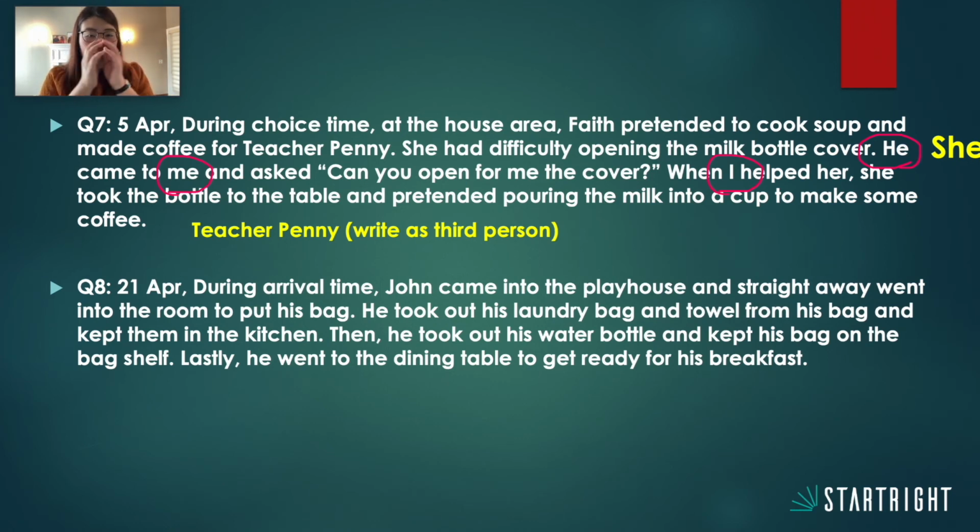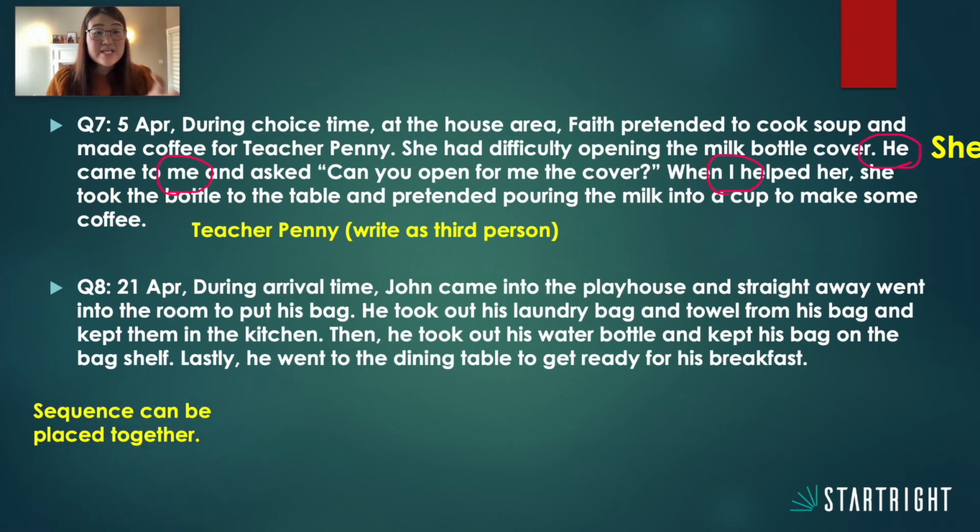Okay, so if you see sentences like this, some things can be cut short and it can be brief. Alright, so sequences can be placed together. So the child came into the playhouse and he went to the laundry room to put his bag. This one is very common, I see all the time. Okay, that's why I'm using this as an example. He took out his laundry bag and towel from his bag and kept them in the kitchen. Then he took out the water bottle.